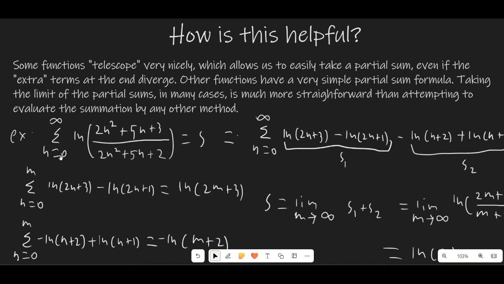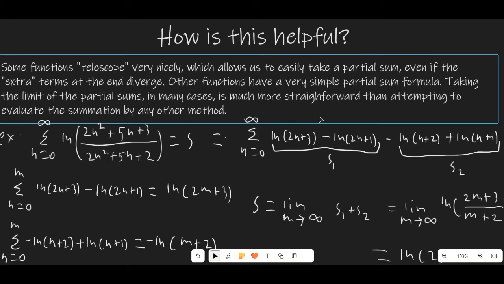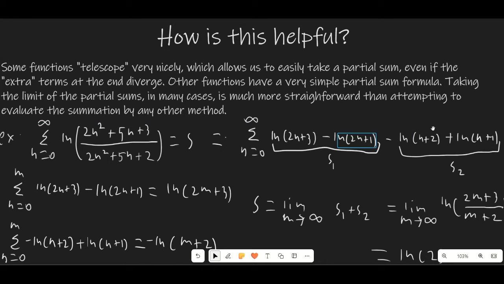So, let's look at an example here. This looks really, really gnarly. We have the sum of ln of (2n squared plus 5n plus 3) over (2n squared plus 5n plus 2). Now, this is equal to s, and actually we can go ahead and factor this into (2n plus 3) times (n plus 1) on the top and (2n plus 1) times (n plus 2) on the bottom. And when we go ahead and factor this, this allows us to split it up into multiple different summations. And notice that this summation right here is telescoping, and this summation right here is also telescoping if we separate these.